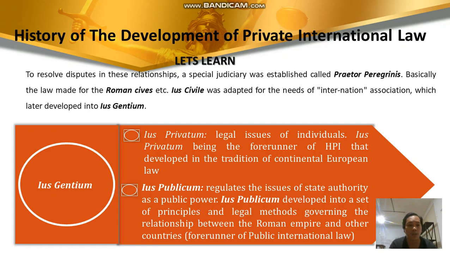Okay, to resolve disputes in these relationships, a special judiciary was established called the praetor, or praetorians. Basically, the law made for the Roman civis, ius civile, was adapted for the needs of international association, which later developed into ius gentium.